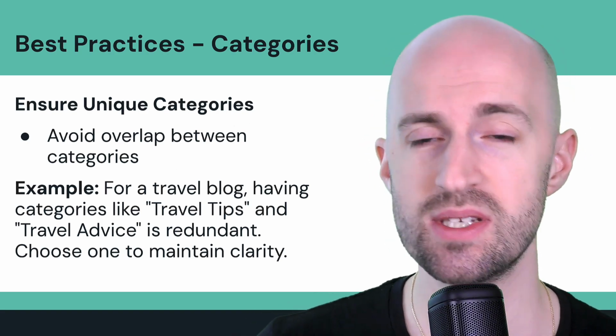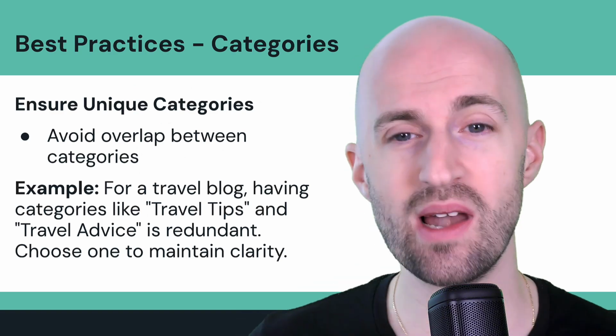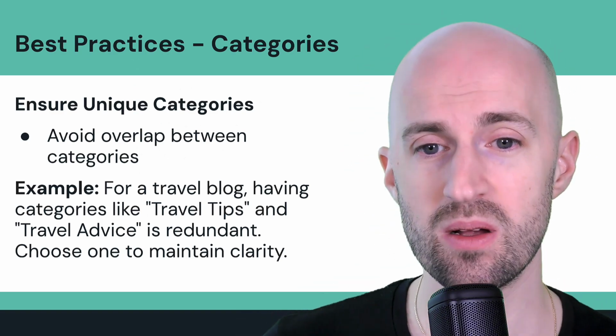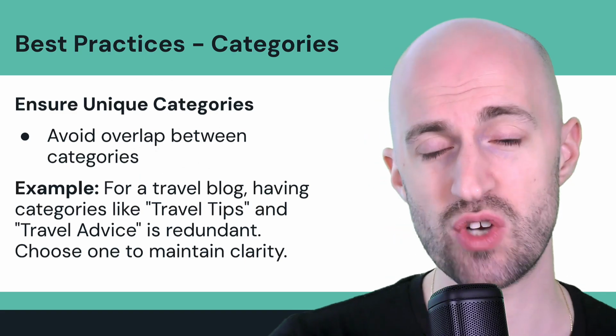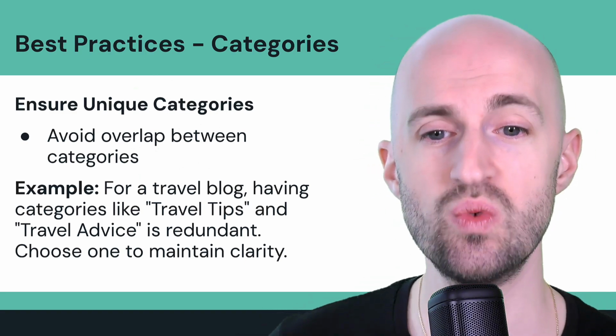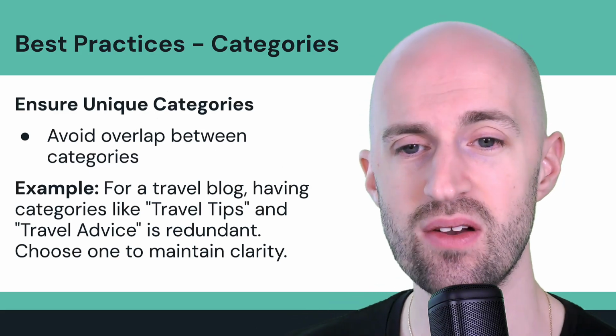So also ensure that the categories are unique. So it goes without saying that you don't want any kind of overlap between them. So having categories in this travel blog, for example, like travel tips and travel advice, again, is redundant because they mean the same thing. So choose one and maintain clarity.